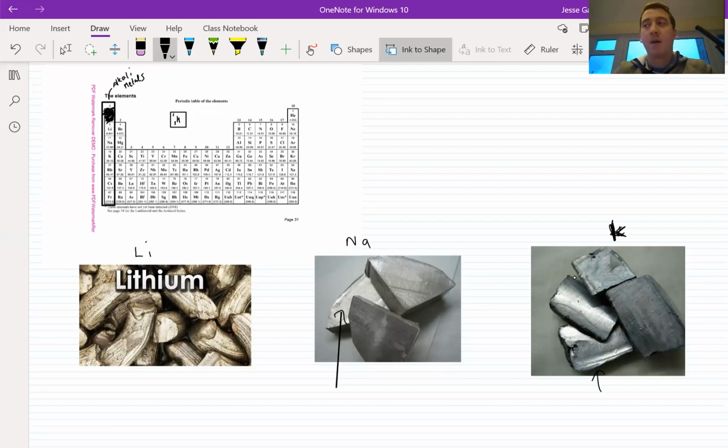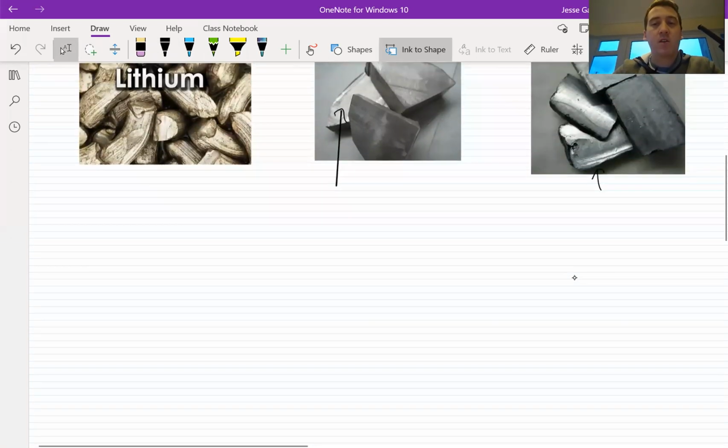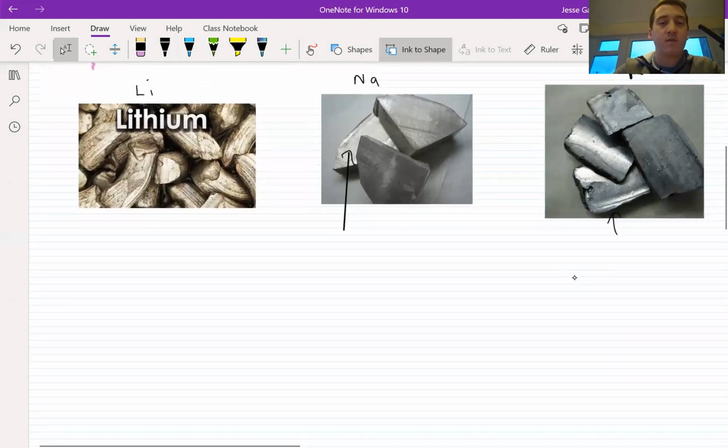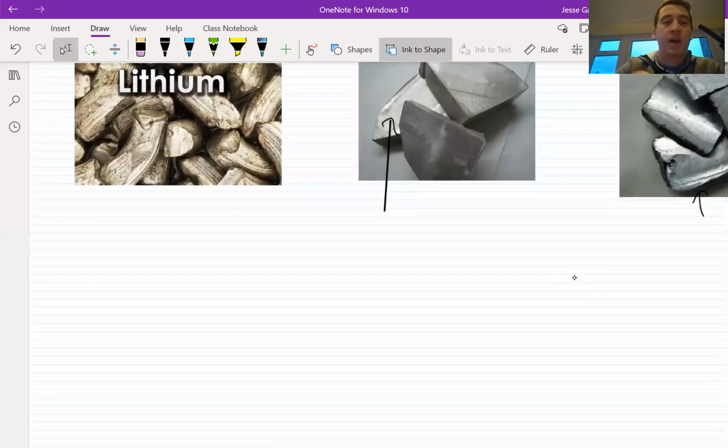And what we mean by chemical properties is what chemical reactions they do. So how reactive are they, or how many chemical reactions will they do? Now, all of these chemicals, or all of the alkali metals, are quite reactive. And we know this because they do lots of chemical reactions.